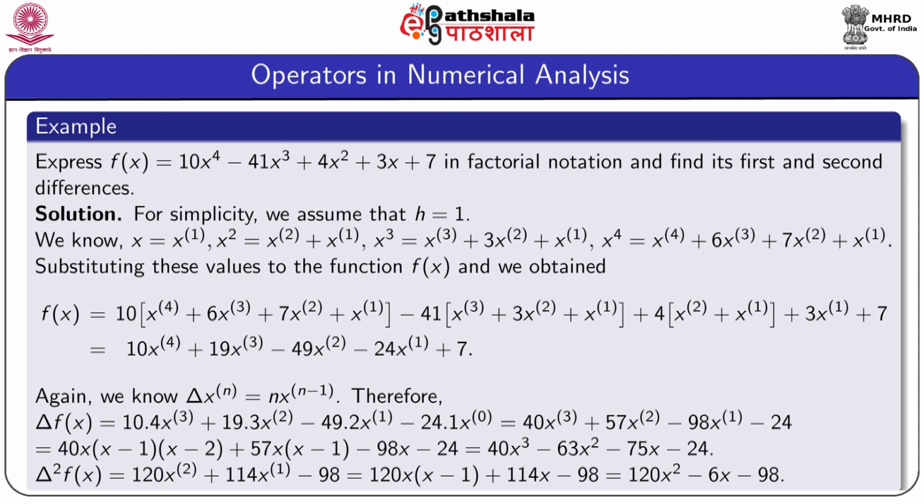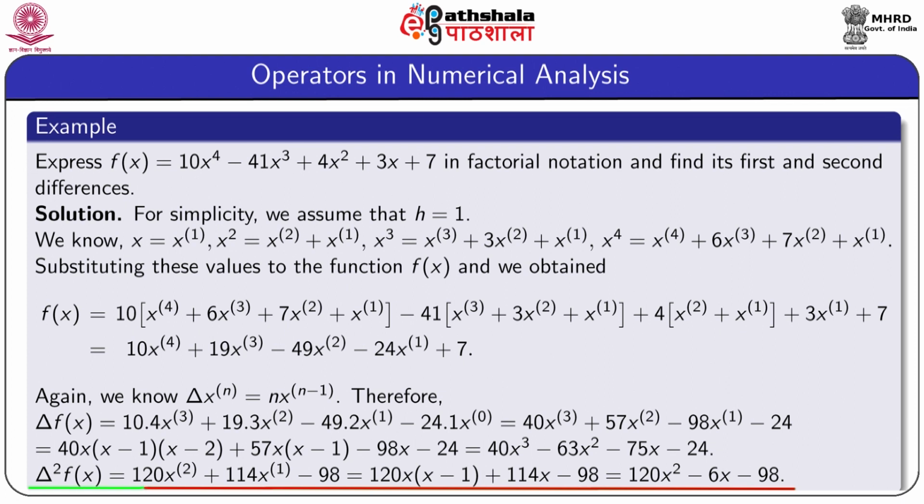After simplification this becomes 40 x factorial power 3 plus 57 x factorial power 2 minus 98 x factorial power 1 minus 24, and in terms of x this becomes 40x cube minus 63x square minus 75x minus 24. So, this is the first order difference of f(x), and this is a very simple expression and it is obtained by the rules used in derivatives.